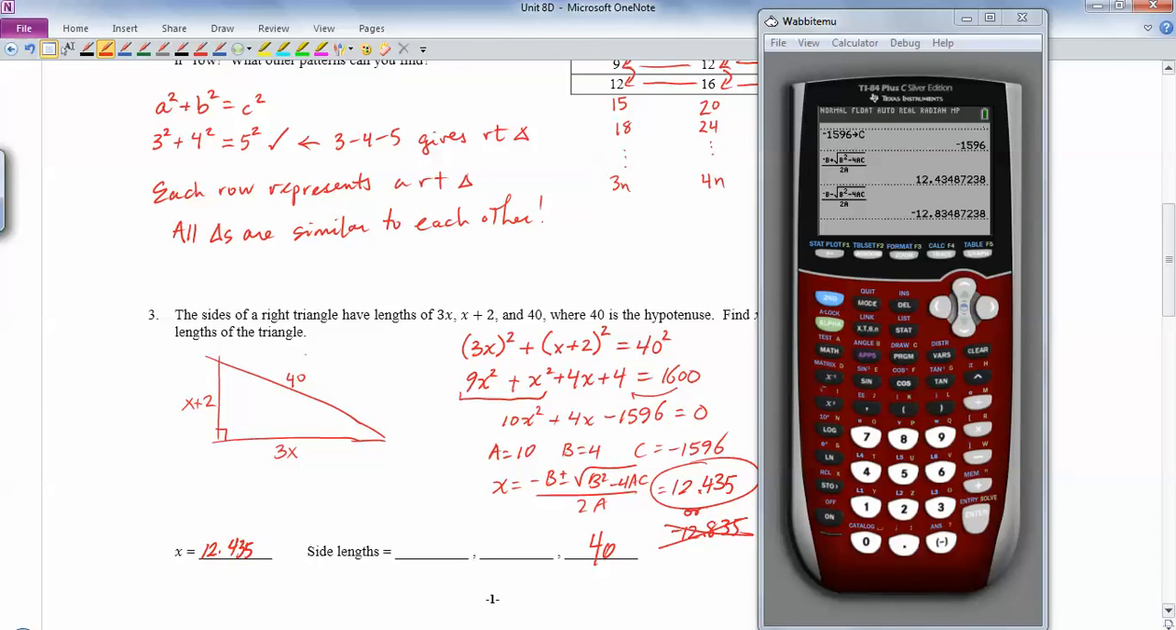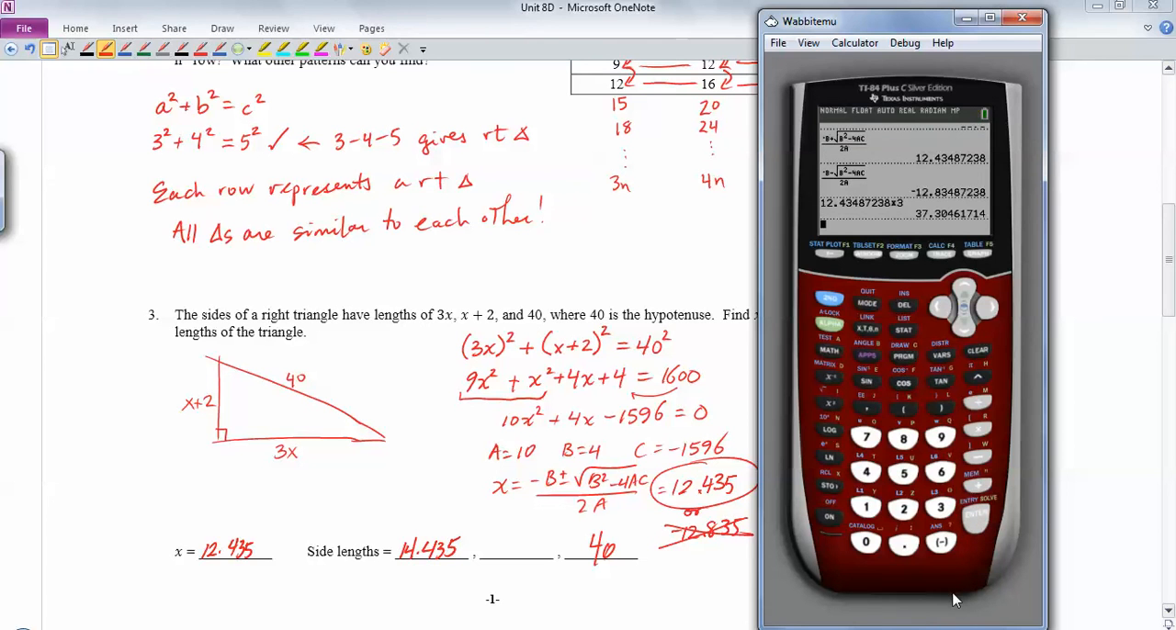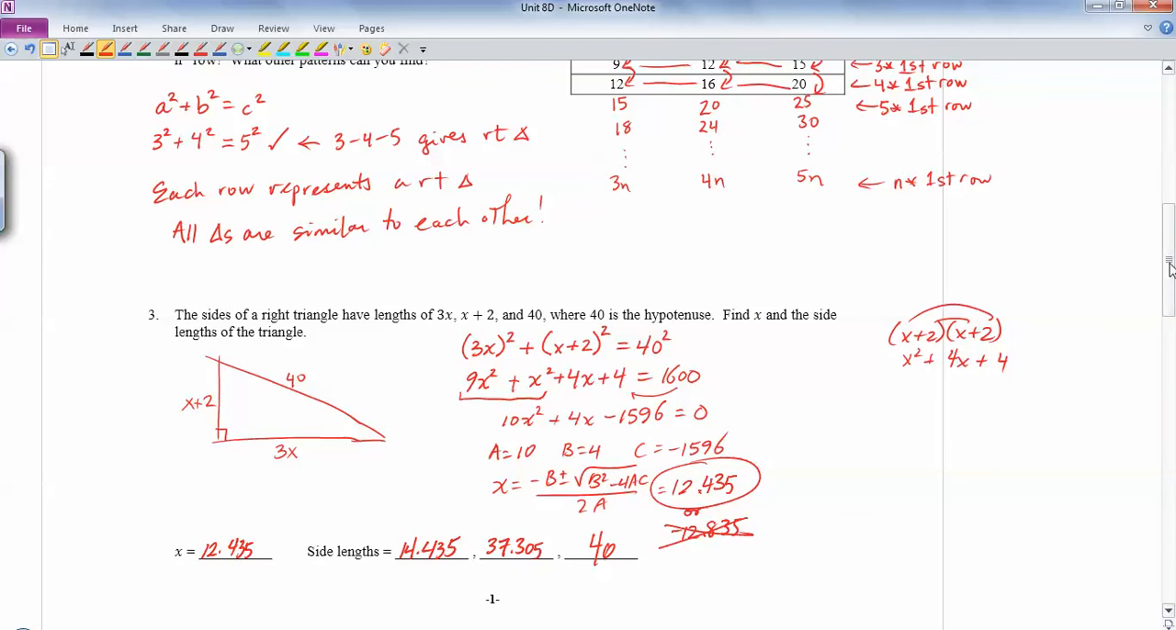So my side lengths, I already have the 40. If I add 2 to x, I get 14.435. And if I triple x, well, I'll just come up here and cut that one out and paste it, times 3. That's about 37.3046, so about 305. Okay, so let's go on to 4.